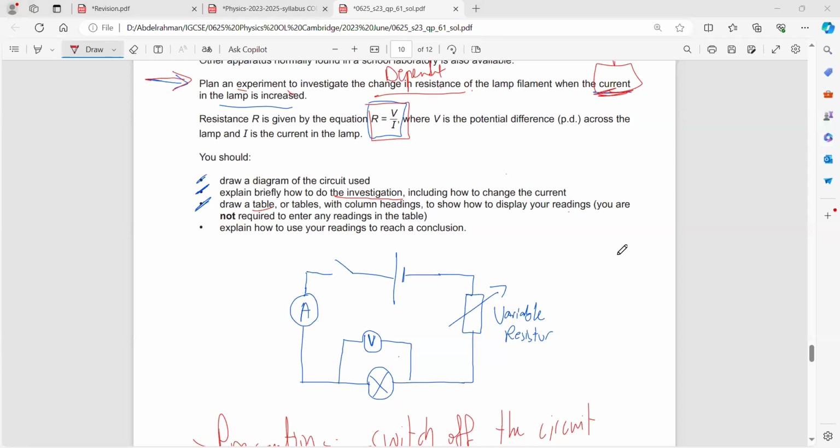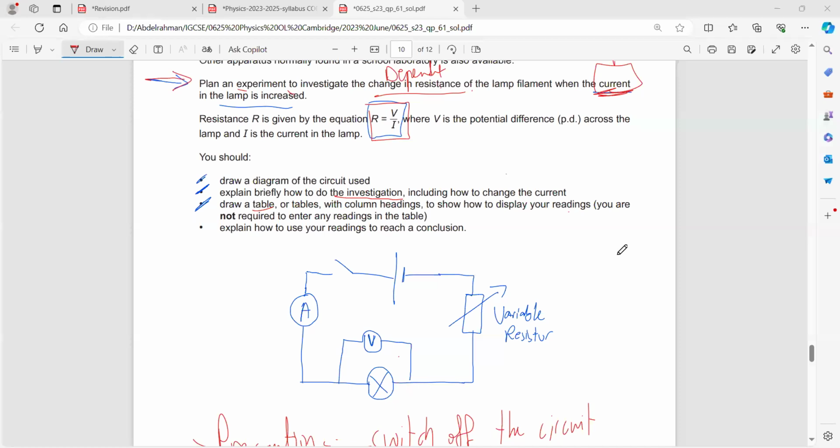Temperature increase, resistance. Guys, when the temperature increases, the resistance decreases in the thermistor. I swear, it's in the thermistor, not in the filament lamp. In the filament lamp, when you increase the temperature, the resistance increases and the voltage increases and the brightness of the lamp increases.